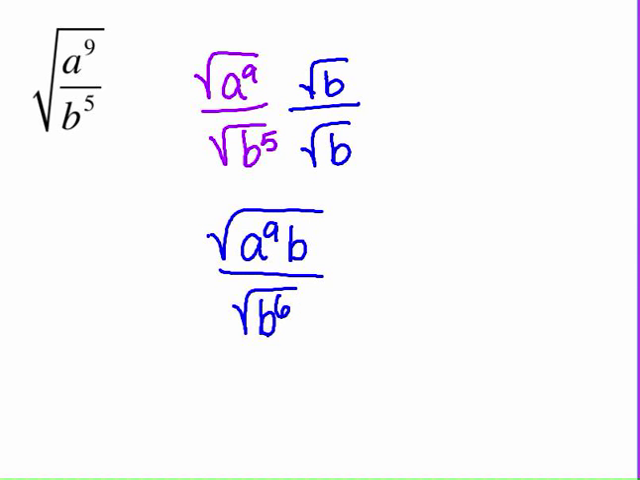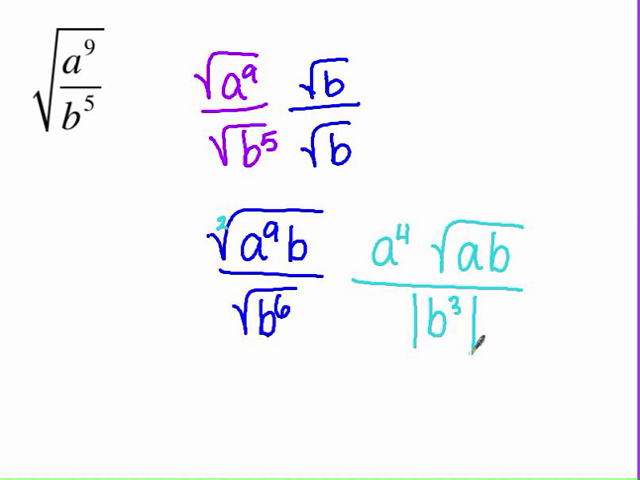Okay, so let's figure out what we can do. Square root of a to the ninth. What can you take out? A to the fourth. Because remember, 9 divided by 2 is 4.5. And so now 4 times 2 is 8, so how many a's are inside? 1. And then a b's inside. What about in the bottom? B to the third. And it needs to be an absolute value, because you've just gone even, even, odd.